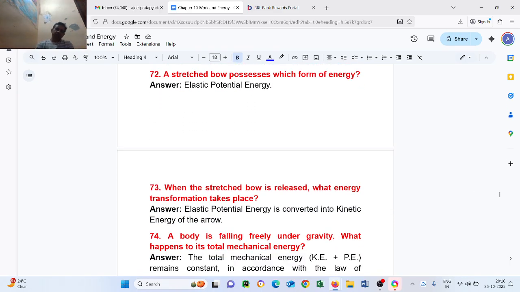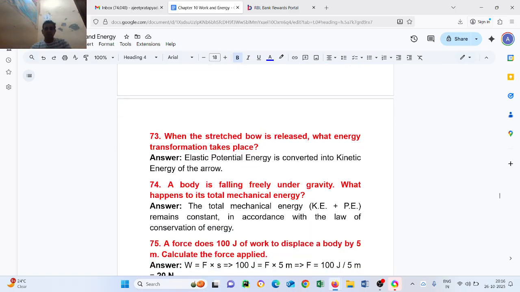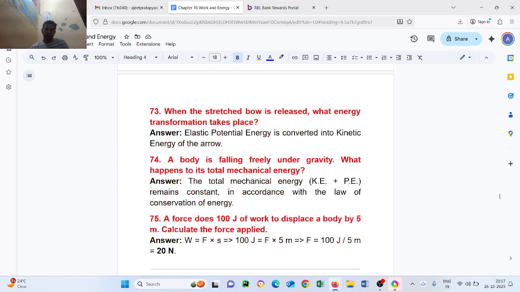Question number 73. When the stage bow is released, what energy transformation takes place? Elastic energy is converted to kinetic energy of the arrow. Question number 74. A body is falling freely under gravity. What happens to its total mechanical energy? The total mechanical energy, K plus P, remains constant in air according to the law of conservation of energy.